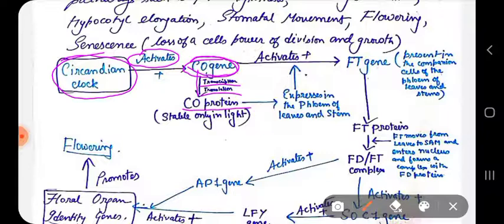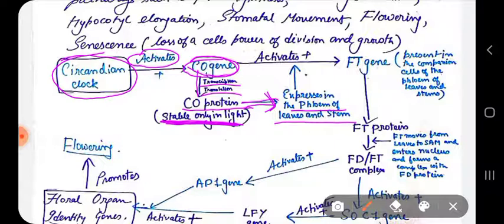Now this CO protein, the full form of which I mentioned a little bit ago, is called CONSTANS. This CO protein is stable only in light condition. That means in day condition it is stable. At night it becomes unstable and gets degraded. So during the daytime, CO protein is going to be expressed in the phloem of leaves and stem.